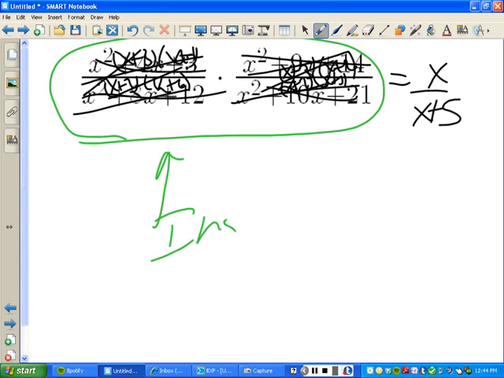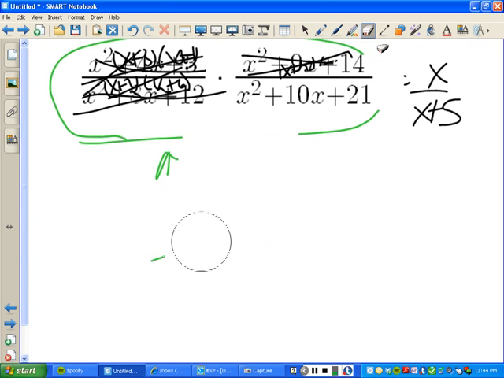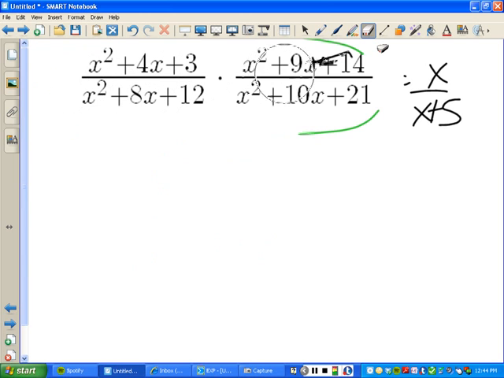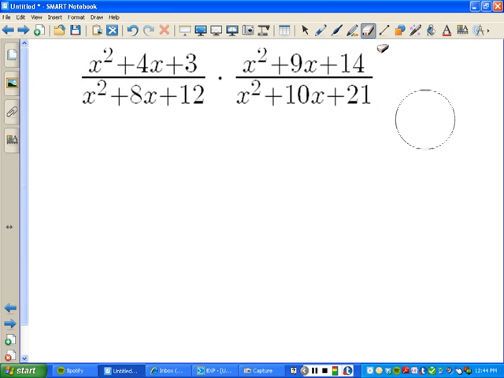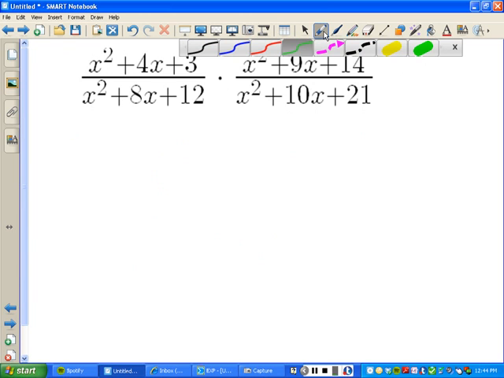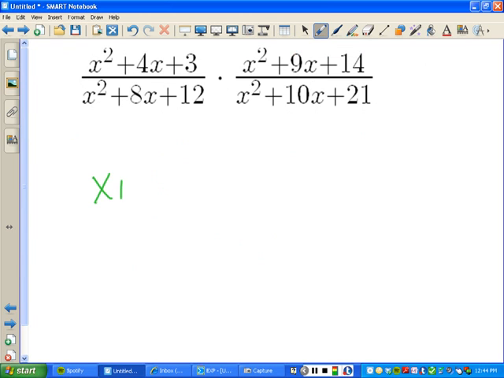Inside there was a problem. Okay? Somewhere in there. When you do this, feel free to rewrite the problem. And when you factor, go x plus 3, x plus 1, but do it down the page.